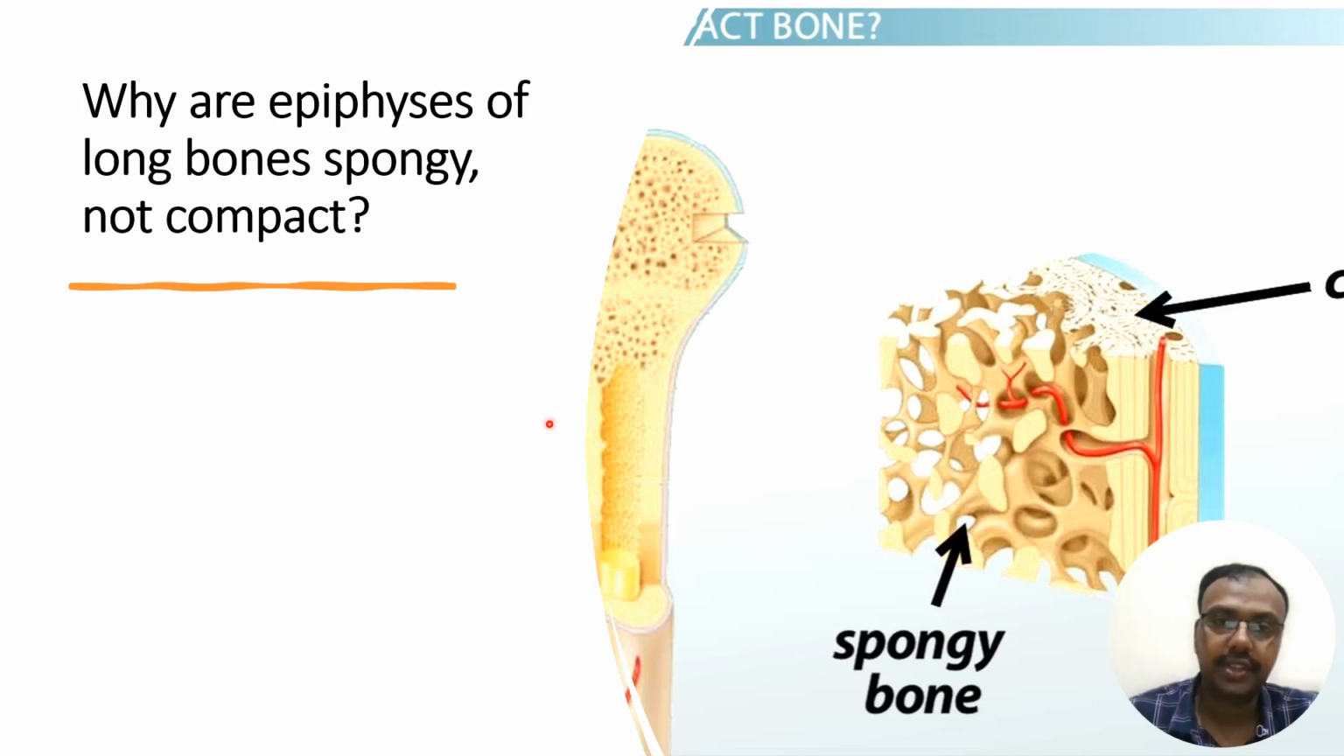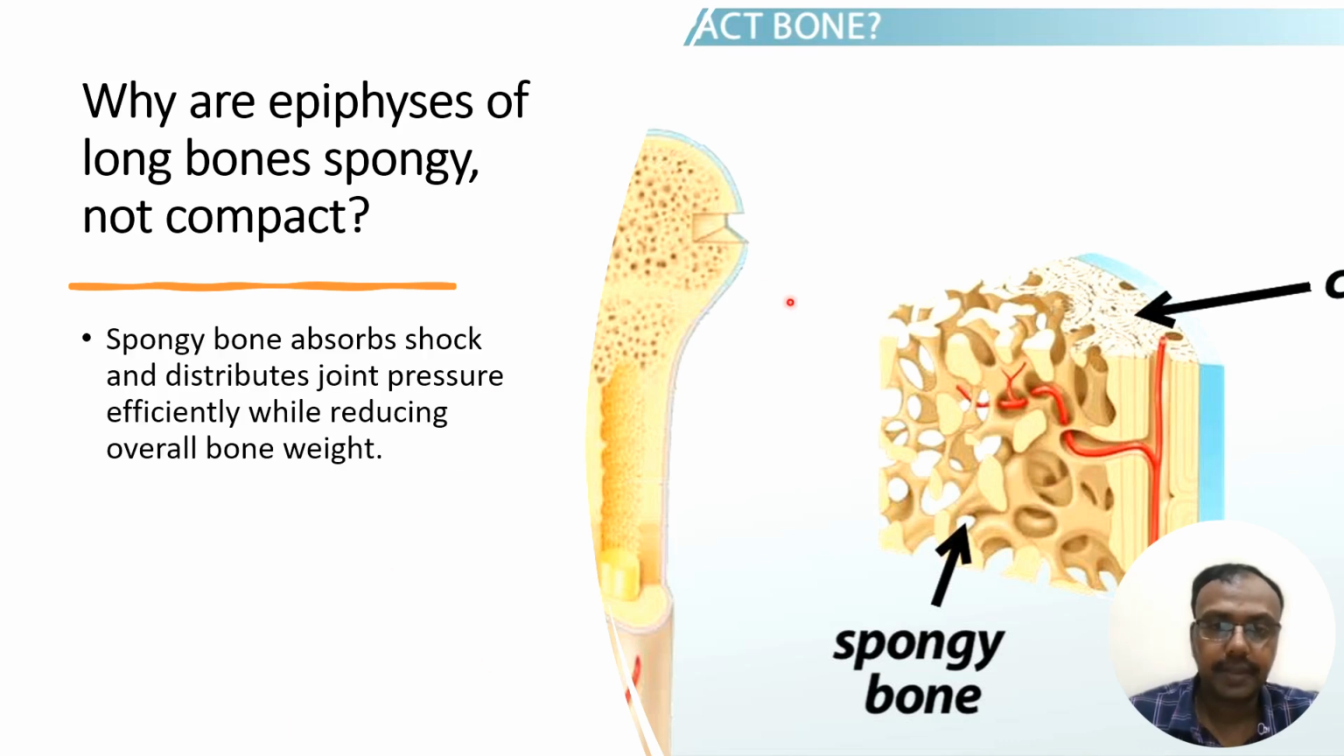Why are epiphyses of long bones spongy, not compact? Spongy bones absorb shock and distribute joint pressure efficiently while reducing overall bone weight. So the epiphyses, both ends of the bone, are spongy in nature.